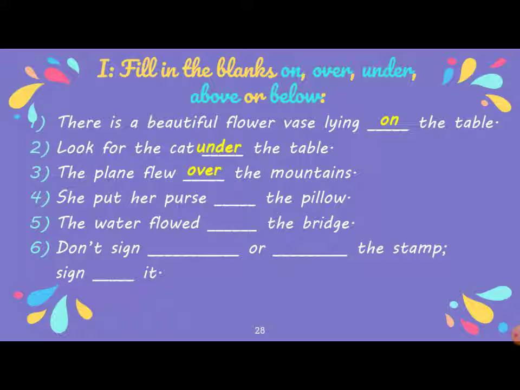She put her purse dash the pillow. Under the pillow. The water flowed dash the bridge. Children, the water is not standing there, it is flowing. So it is flowing under, so it is under the bridge. Don't sign above or below the stamp, sign on it. I hope, children, you understood. Yes? So try to solve the rest of the sentences yourself.